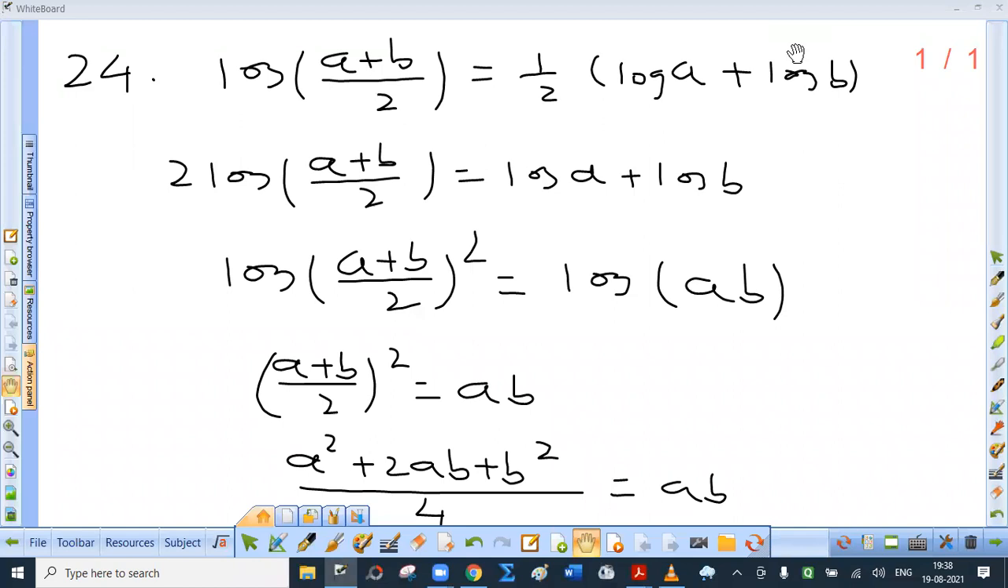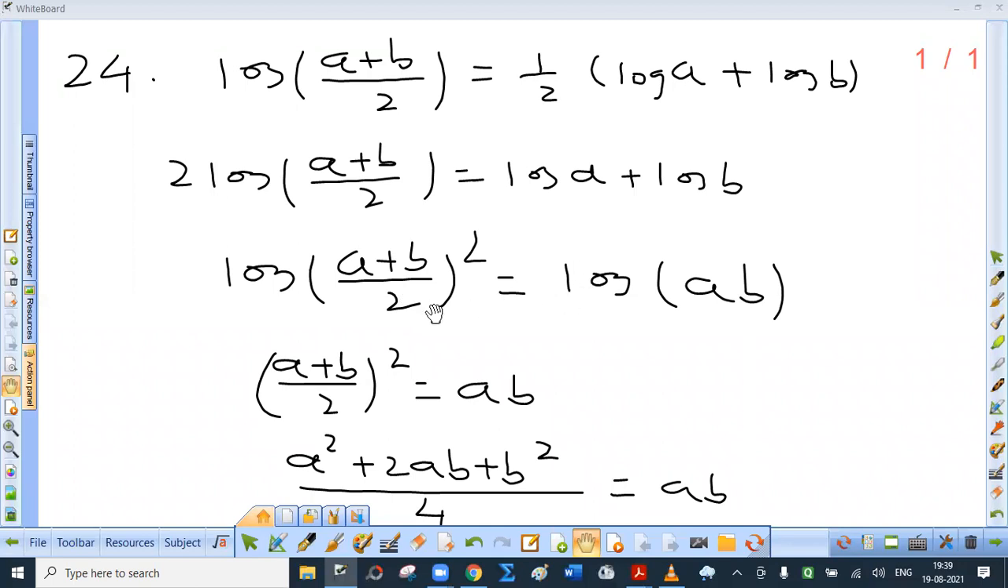24th, if log of a plus b by 2 is half in bracket log a plus log b, show that a equal to b. You may also argue that put a equal to b so that LHS equal to RHS, but it is better that we begin with this and obtain a equal to b. Multiply by 2 on RHS, log a plus log b is log ab. What is n log m on LHS? It is nothing but log of m raised to n, right? And therefore, I get log of a plus b by 2 square is log ab.